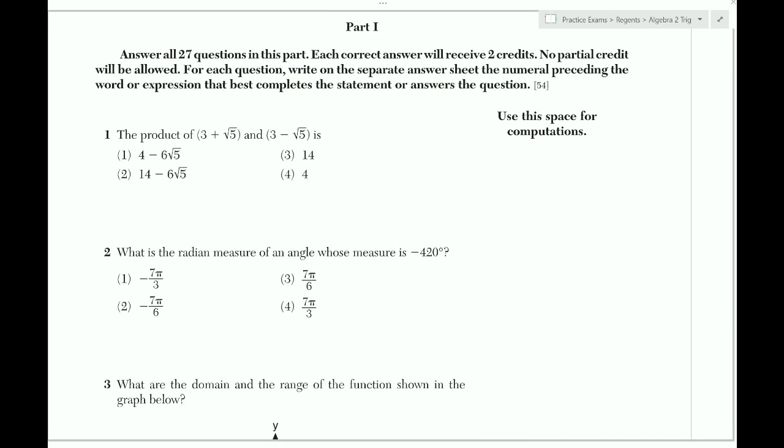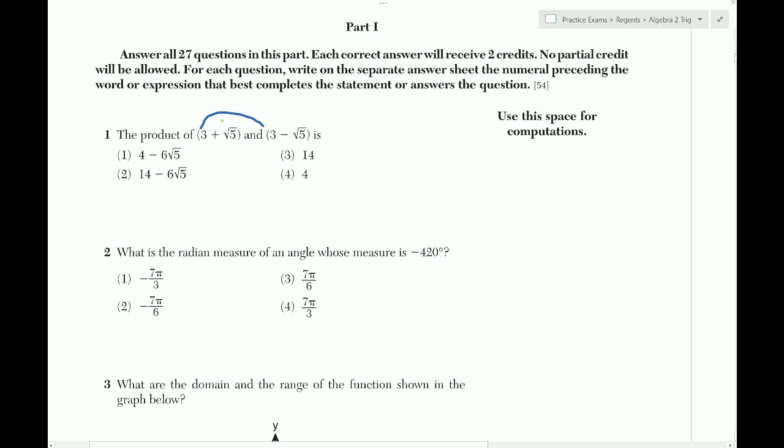So we have to FOIL. FOIL is basically just double distributing. So the first two terms will be 3 times 3, which is 9, and then 3 times negative rad 5, which is going to be negative 3 rad 5. And the next two terms are going to be plus 3 rad 5, along with a plus and a minus is minus. Rad 5 and rad 5 is 5, so minus 5. Now 9 minus 5 is 4, and these will cancel out. So the answer is just choice 4.